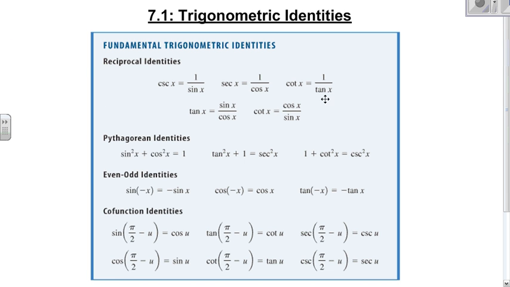These are all of the identities that we've already gone over. We'll be referring back to them throughout the examples.